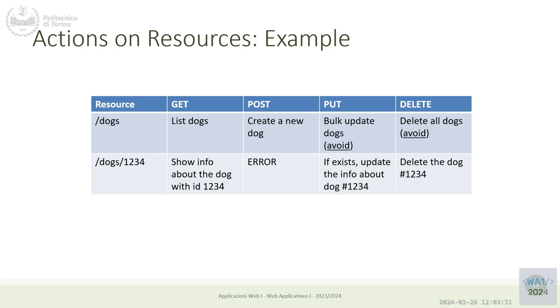So for example, if we have a database managing docs, we may have the general URL docs that represents the list of all docs, and we can give it a meaning. So we are implementing the method app.get docs that will query the database, create a list of docs, put that into an array of objects, and stringify it into JSON. That will be the response.